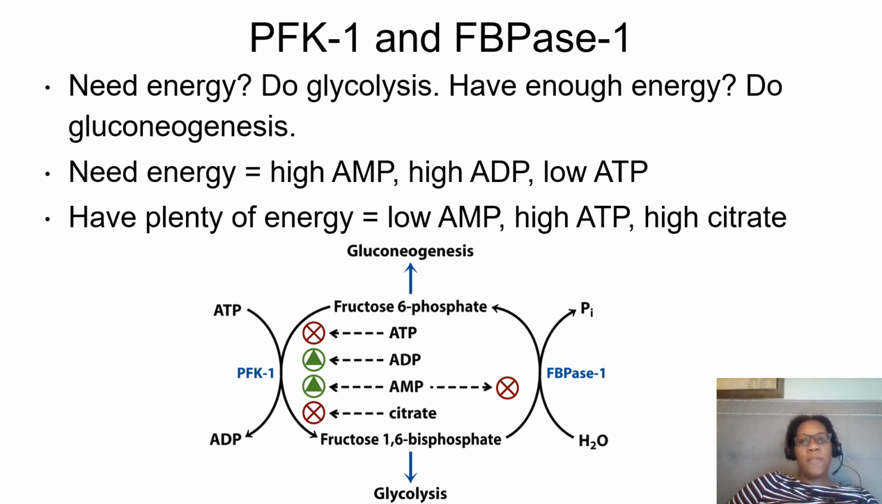Once you make that, it has to go through the glycolytic pathway. So this step is very regulated on many levels. I'll just talk about one level that it is regulated. So if you need energy, of course you want to go through glycolysis so you can create ATP or NADH. But if you have enough energy, you want to go through gluconeogenesis. That way you can create more glucose, and that glucose can be stored as glycogen so it can be used later.